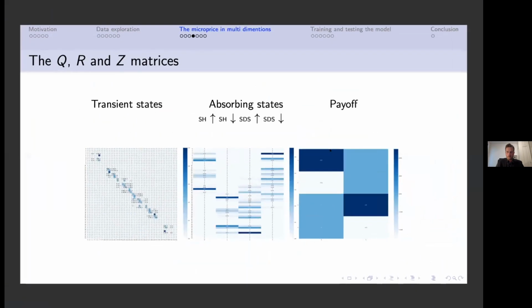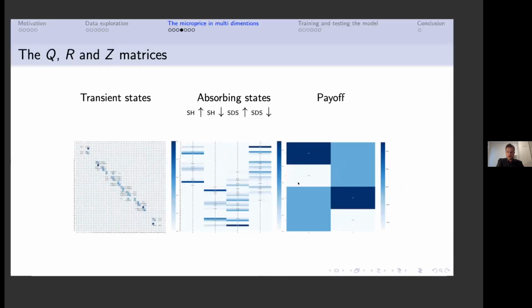I'm not sure if this is very intuitive, but essentially this shows you that, for example, in these low states where SH is underpriced relative to SDS, the absorbing states are either SH goes up or SDS goes down. And in these high states over there, it's the opposite: SH is overpriced and SDS underpriced. And as you can see, these absorptions are encoded here.